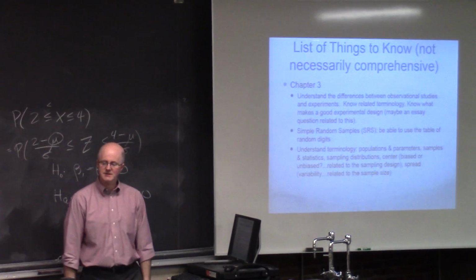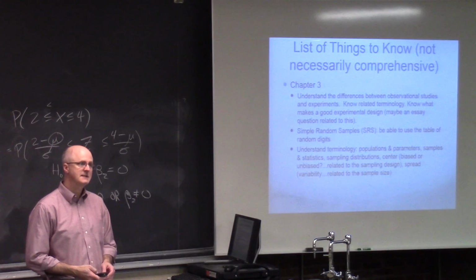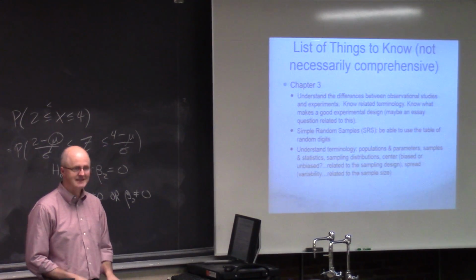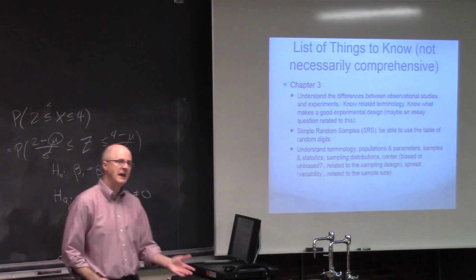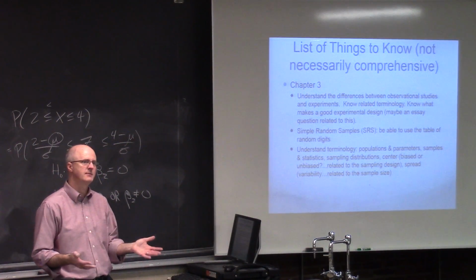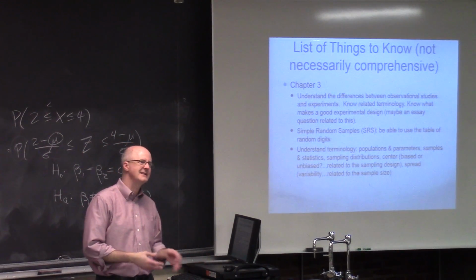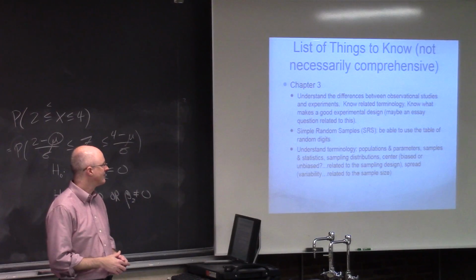Chapter 3 was about gathering data, both with surveys and with experiments. It talks about sampling also, so what is simple random sampling, using a table of random numbers. Probably I will not give you a problem where you have to use a table of random digits. It's kind of boring, there's not much to it. I did put one on an old test.